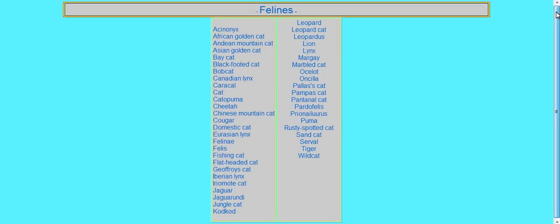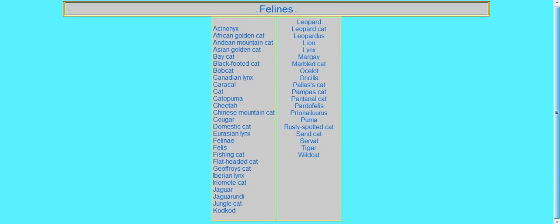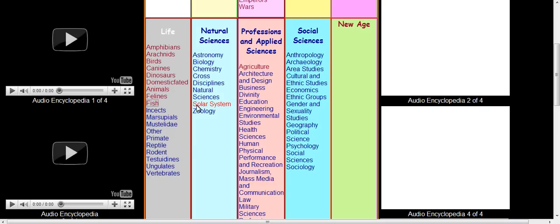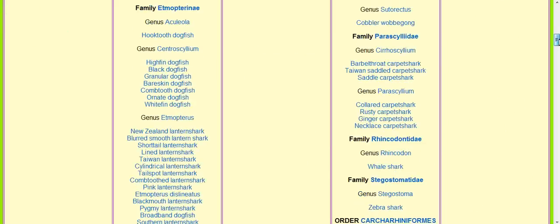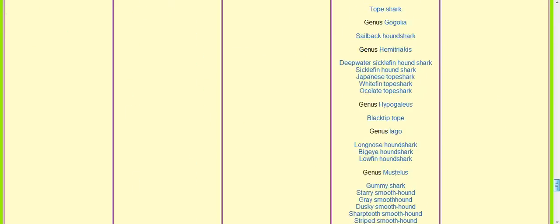Felines: cheetah, Chinese mountain cat, leopard. Well, there's lots of different kinds of felines. I'm kind of surprised. And then fish. There's lots of different kinds of fish. Look at all the different kinds of fish. Look how far down that goes.